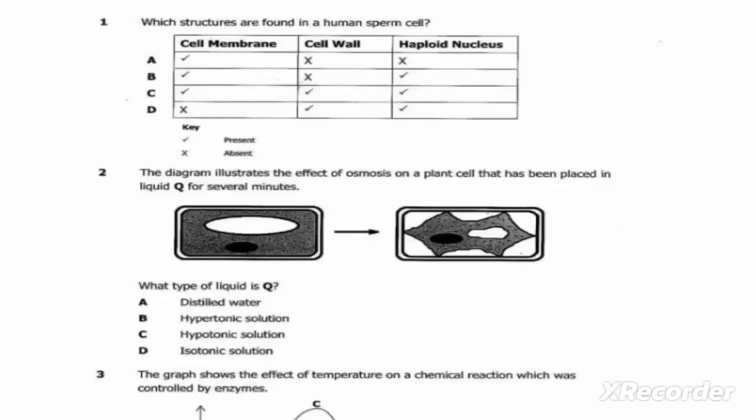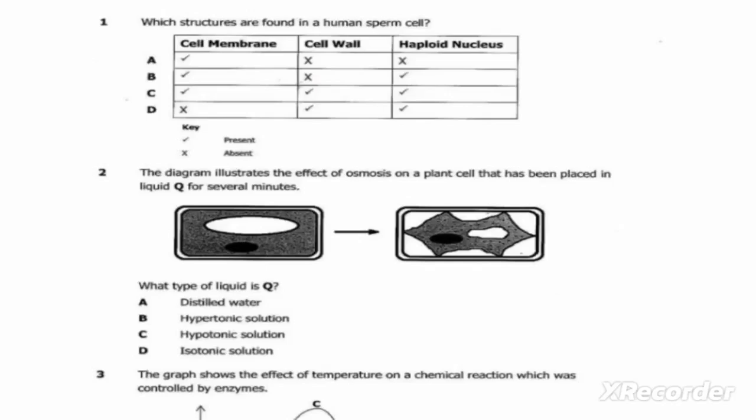So we are given 3 columns. In the first column, we can see cell membrane. In the second column, we have cell wall. In the third column, we have haploid nucleus. They want us to show the structures that are present in a human sperm cell.